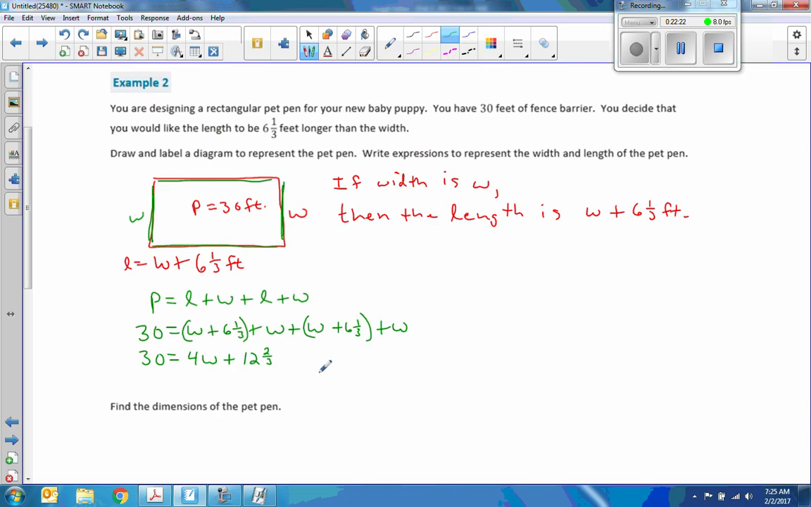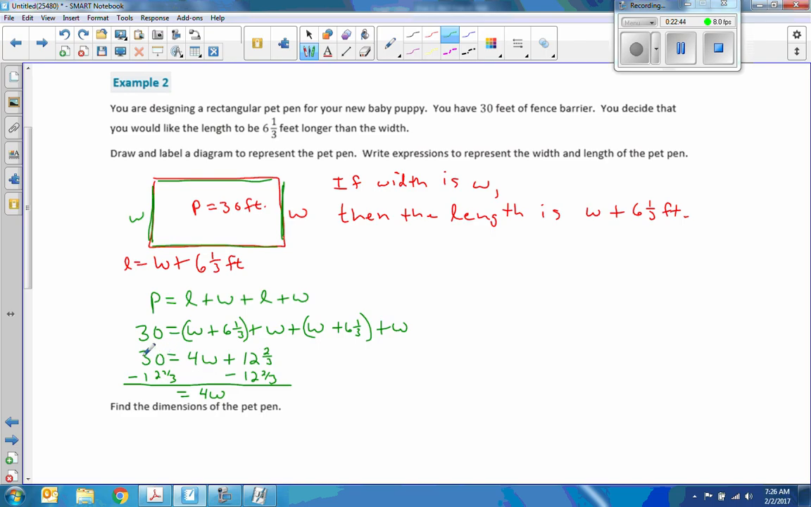So in order to simplify this, I'm trying to find out what W is. So I have a plus 12 2/3, so I have to subtract it from both sides. So I'm going to subtract 12 2/3, subtract 12 2/3. And I'm going to be left with 4W, because these cancel, equals.